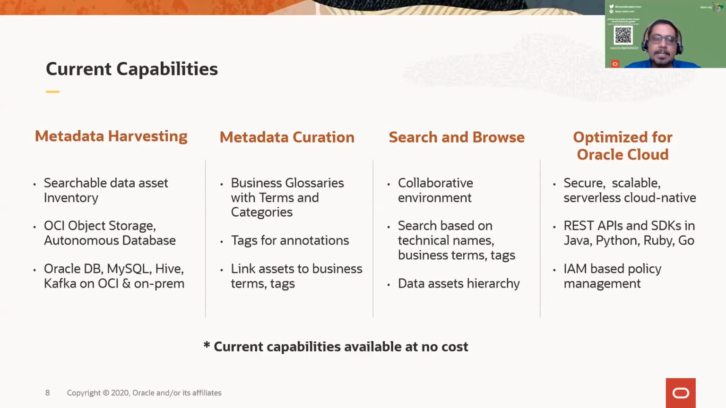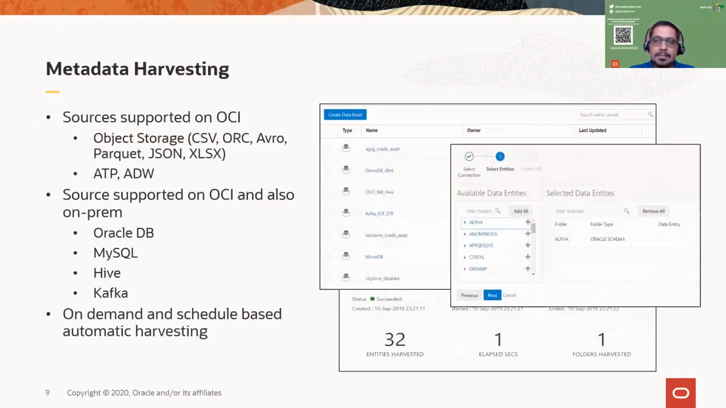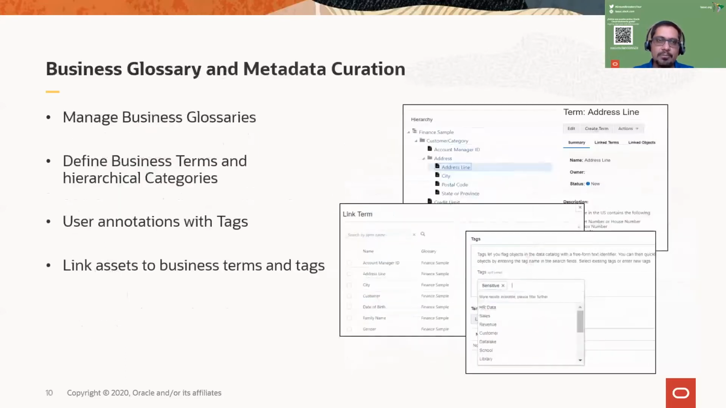And just to repeat, current capabilities are available at no cost, and you can try it out and start deploying it in your production environment if you need to. So that's the current scope of capabilities. And these are just some screenshots. I'll walk through them just so that you have a visual. But in a minute here, I will actually do a live demo, that way you can see firsthand how the product looks and what it can do.